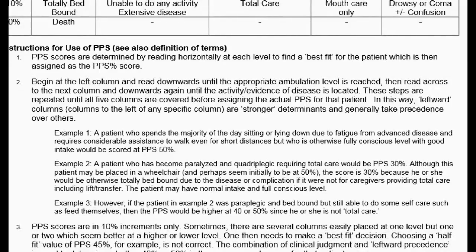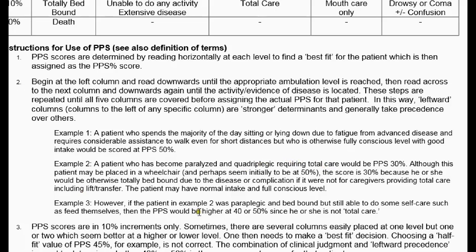And then example 2 talks about, if they're paralyzed and quadriplegic requiring total care, they would have a 30% PPS because they're totally bedbound, total care. They could be eating and have a normal intake if they are being fed.